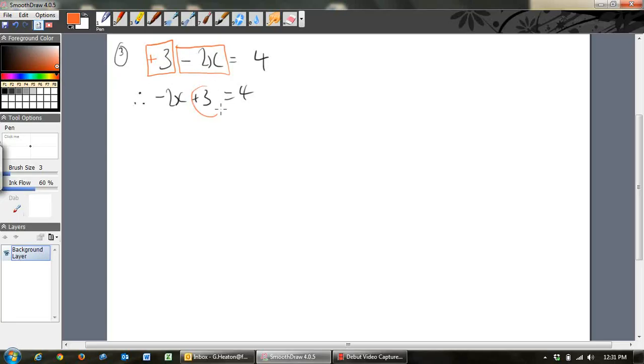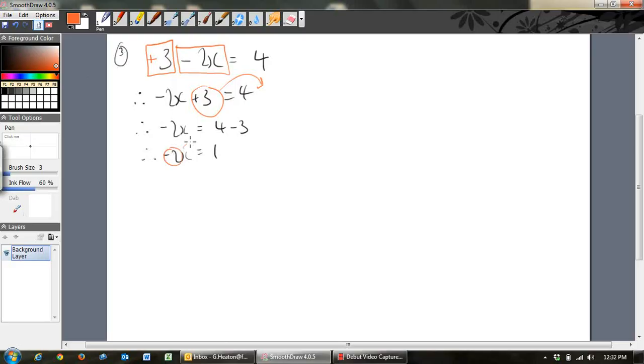Alright, let's do this. So this +3, let's move the +3 to this side of the equation. What happens to the +3 when it goes to the other side of the equation? You'll get -2x equals 4 minus 3. Just like that. Therefore, -2x equals 1. 4 minus 3. Okay, that's the first step.